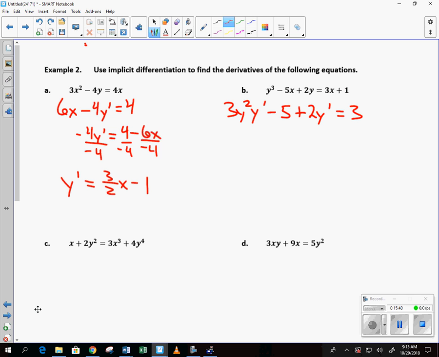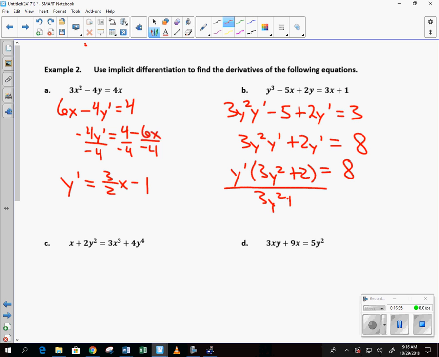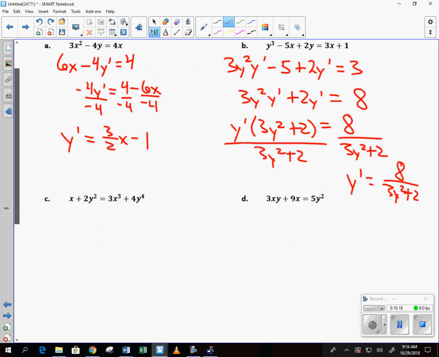Combine like terms, great idea. So we'll add the 5 over. We got 3y squared y prime plus 2y prime is equal to 8. Still got 2 y primes. Factor out the y prime. Y prime times 3y squared plus 2 is equal to 8. So y prime is 8 over 3y squared plus 2. Not too bad, huh?